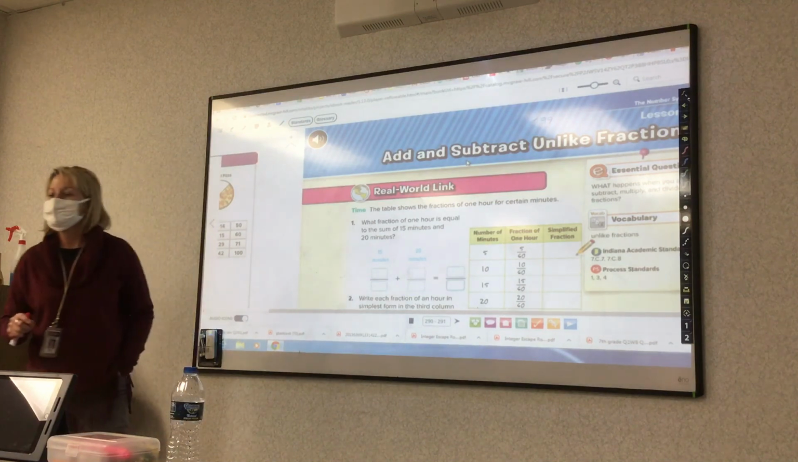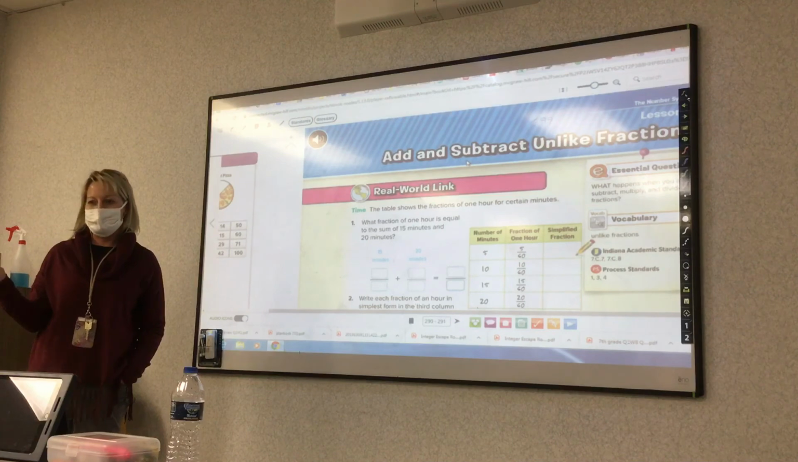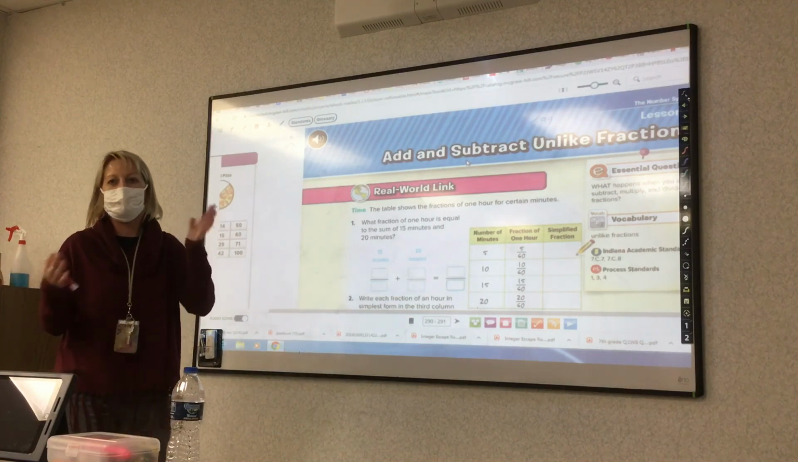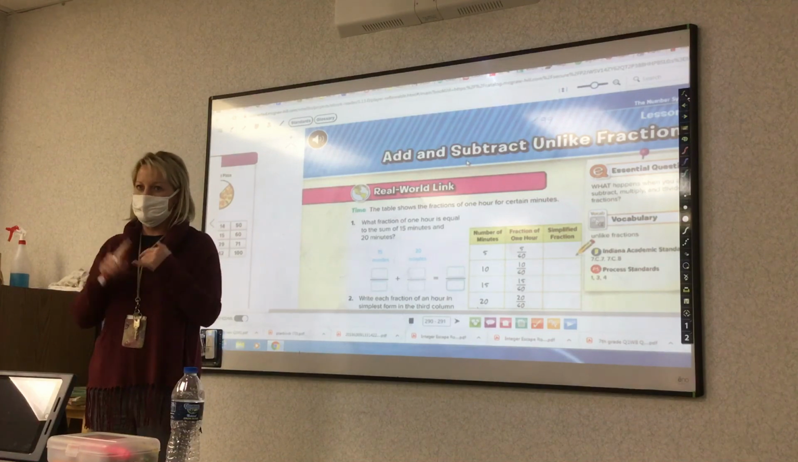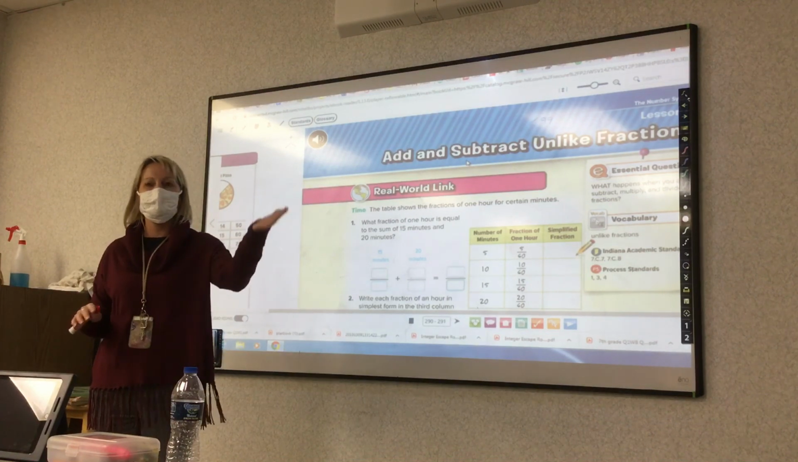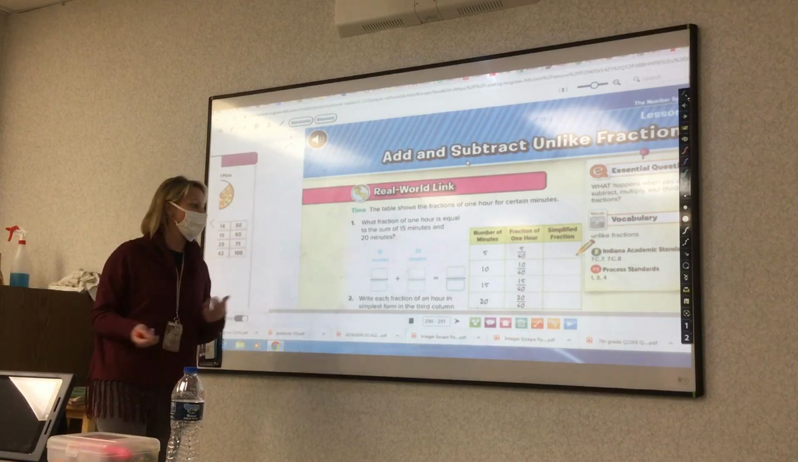So today we're doing adding and subtracting unlike fractions, which means we have to find a common denominator. When you're finding a common denominator, you want the least common denominator because then it helps when you simplify at the end. Then you don't have to reduce it so many times.